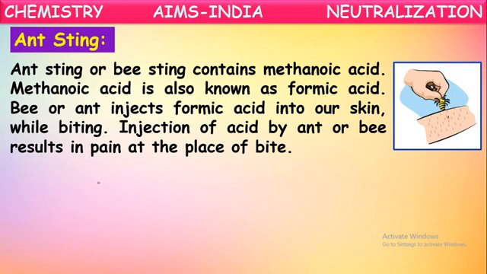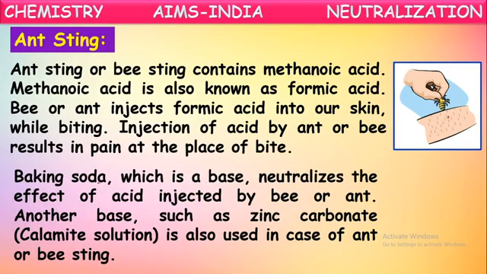So we feel immediately certain pain where this ant or bee bites us, because when it bites us, immediately it injects a certain amount of this formic acid into our body. So because of the entrance of this formic acid, immediately we feel certain pain. So what to do to get rid of this pain because of ant sting or formic acid? Yes, then we have to use baking soda, which is one of the bases. So baking soda, which is a base, neutralizes the effect of acid injected by bee or ant.